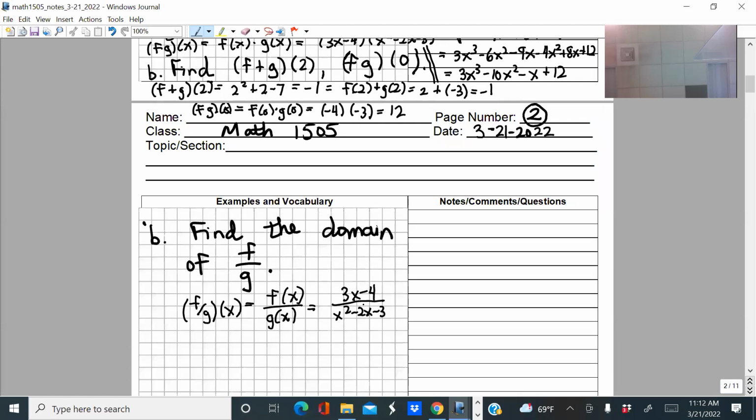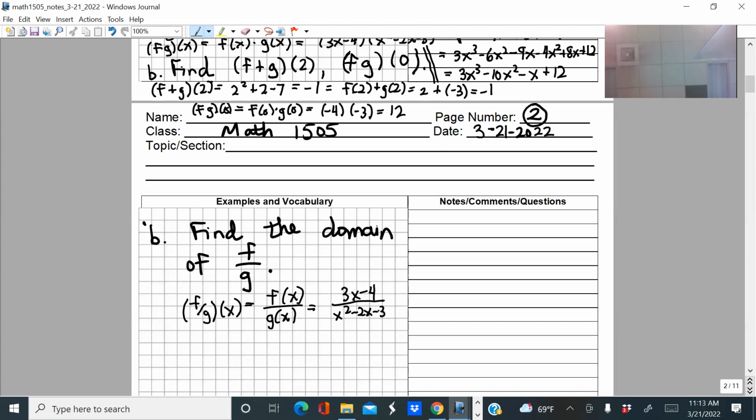Negative 1? No, negative 1 is okay. What do we have to avoid in division? Dividing by 0, right. You've got division in this formula. You cannot divide by 0, so you want to make sure your denominator is not 0. So how do you make sure the denominator is not 0? Set the denominator to 0 and solve that equation. Then those numbers you have to throw out of the domain. Can you all set that denominator to 0 and solve that? All right, try that for me.